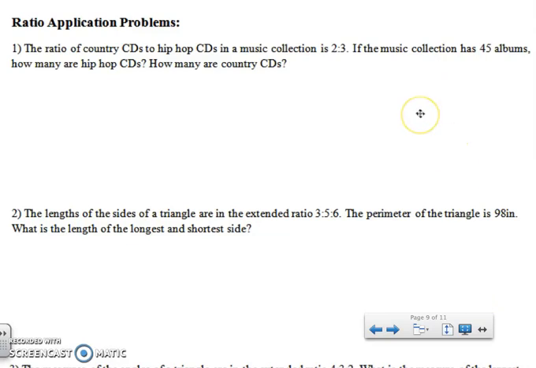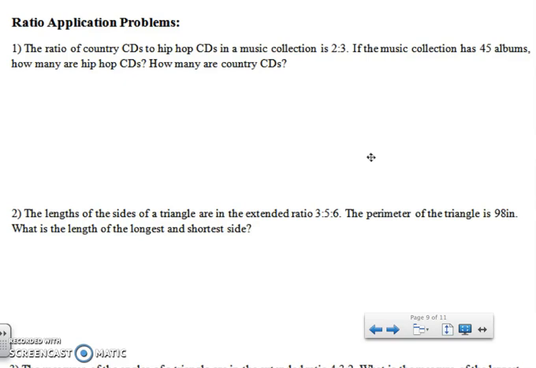All right, so now we're going to get into the ratio parts that are going to give us more geometry problems. But first off, we're going to start with country and hip-hop CDs. The ratio of country CDs to hip-hop CDs in a music collection is 2 to 3. That means for every 2 country CDs, you have 3 hip-hop CDs because you like hip-hop more. If the music collection has 45 albums, or CD songs, how many are hip hop and how many are country?